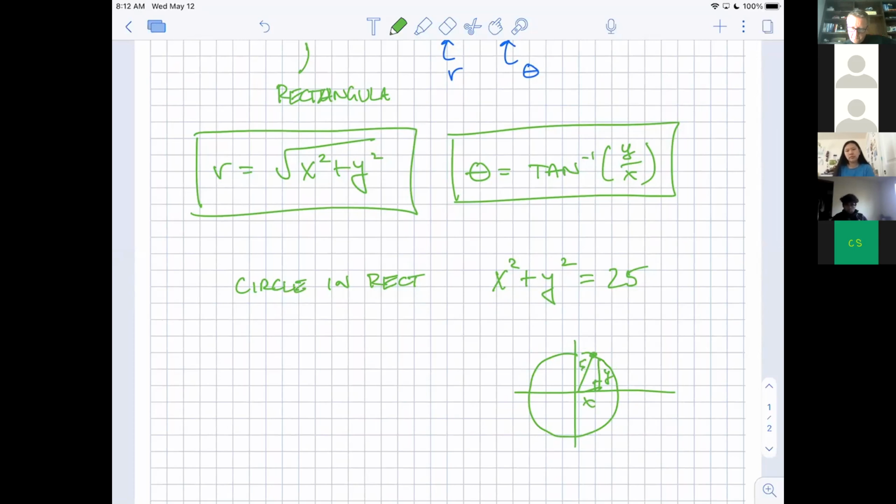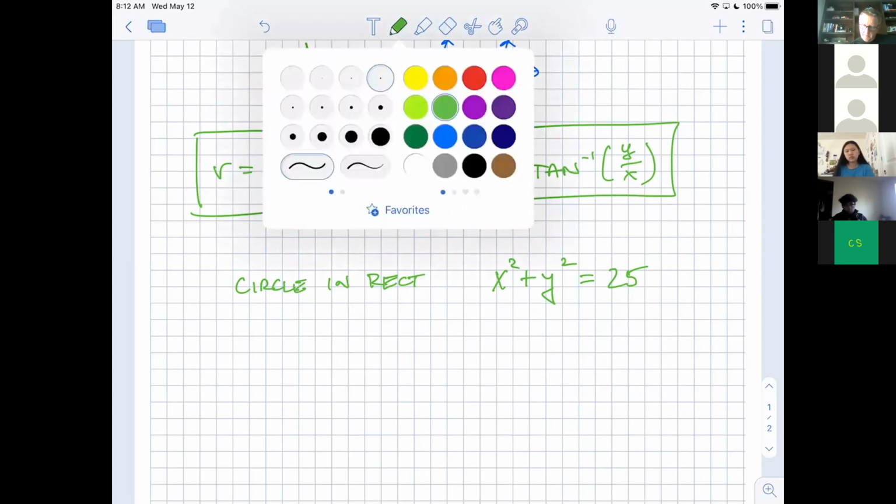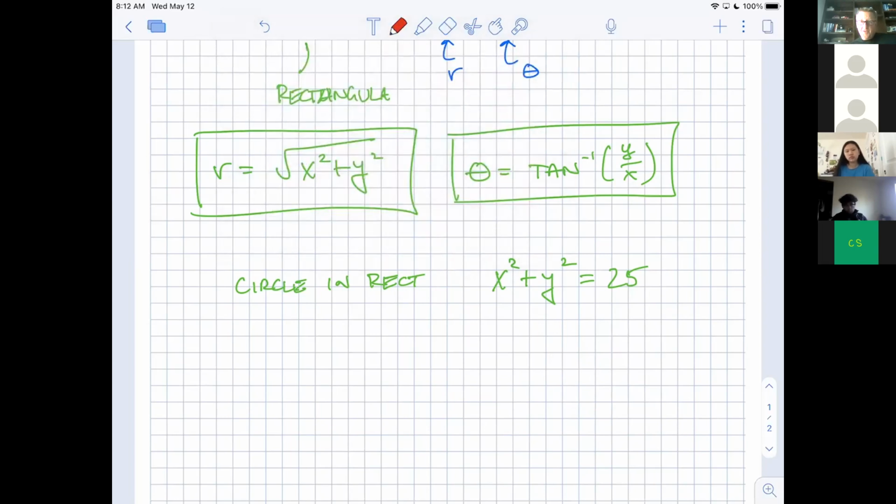Well, let's convert that to polar. Well, notice right here, this is one of the best equations in polar that there is. Notice right here, if I just make a slight modification and I square both sides of that, I just get this. And that's what circles are for. In other words, you could just replace x squared plus y squared with r squared.